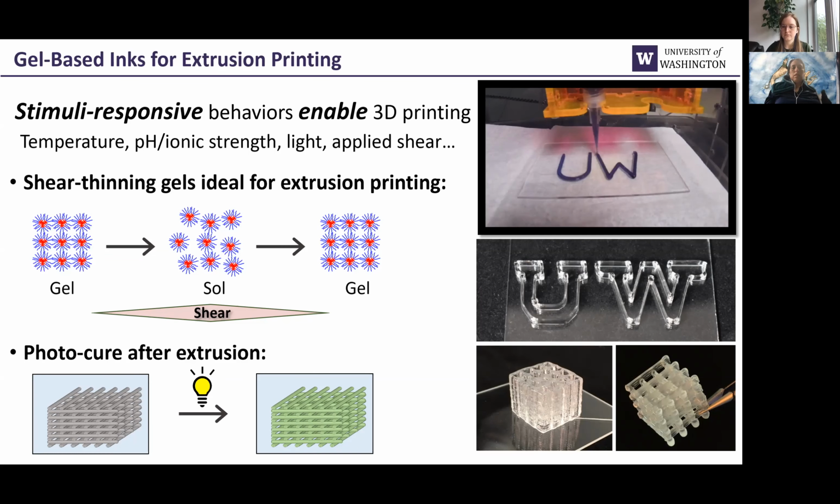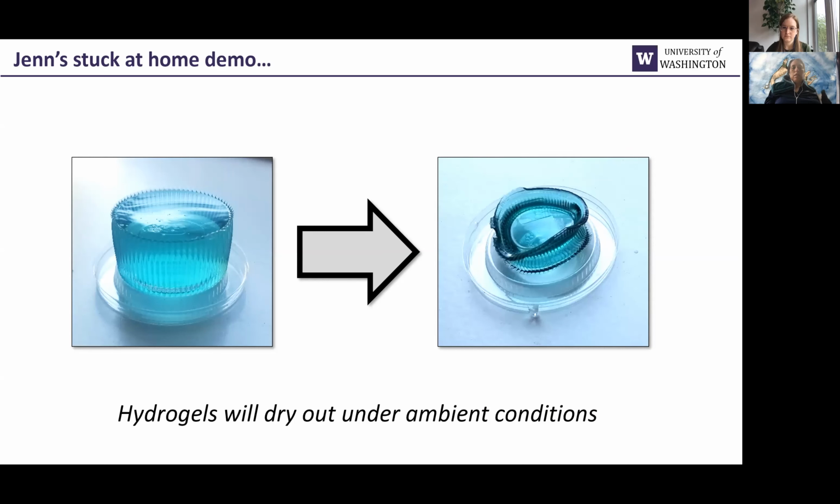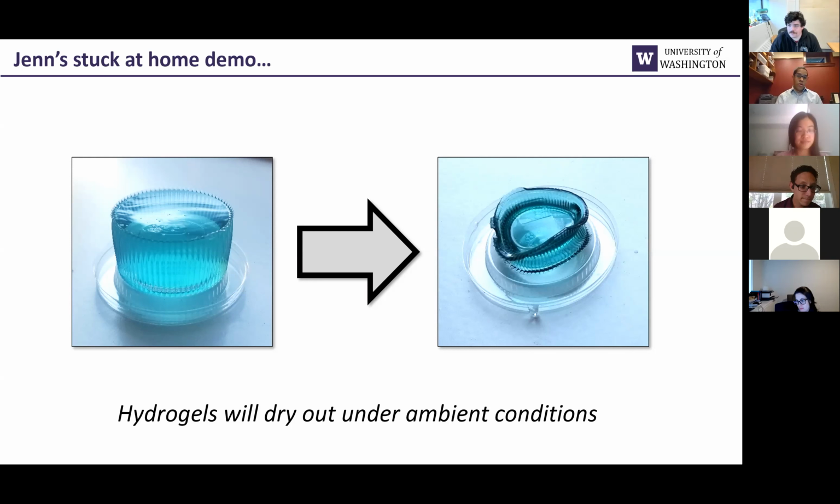Now, one limitation of using a hydrogel is shown in what I would describe as Jen stuck at home doing this demo for us. She has produced this hydrogel, which is Jello, and she created it in a mold. But of course, if you leave Jello out over time, water will evaporate, right? So Jello, just like all other hydrogels, is mostly water, and water can evaporate from this system, and you're left behind with this dried construct.